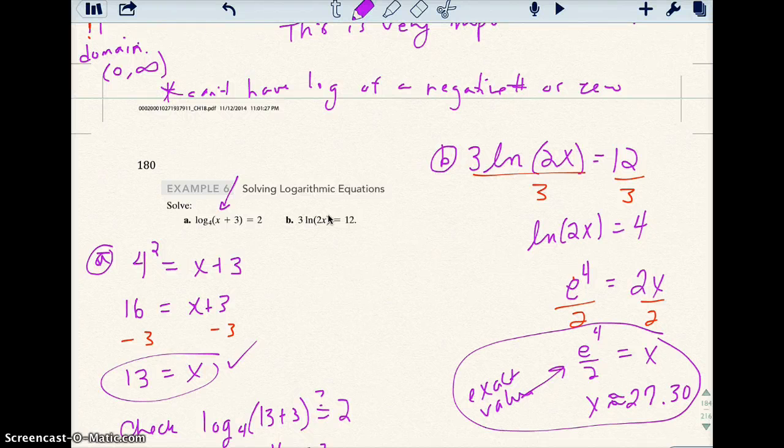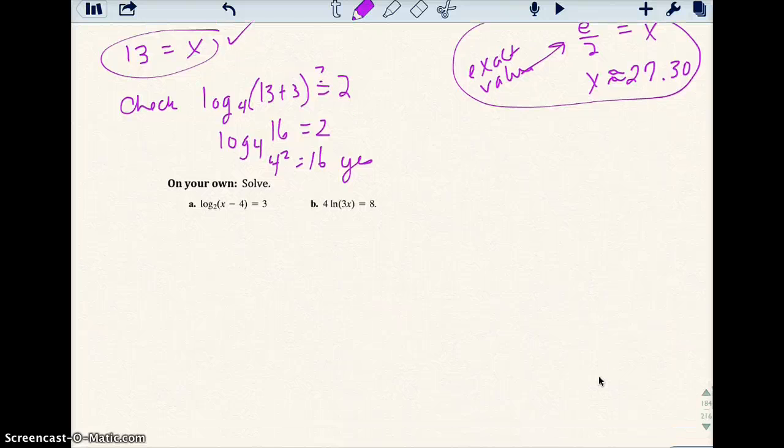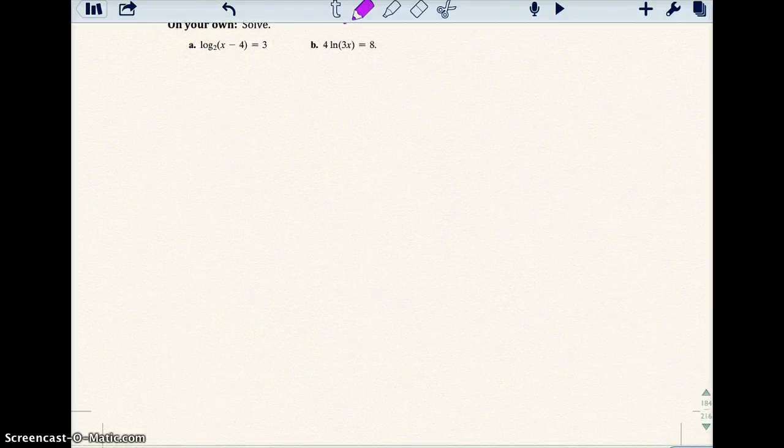In my math lab, it's probably going to ask you for the exact answer, but on the test or the exam, I most likely want both of those answers, so make sure you read the directions. Okay, so go ahead and pause your video and try these two on your own, and then replay the video and check your answers against my answers.